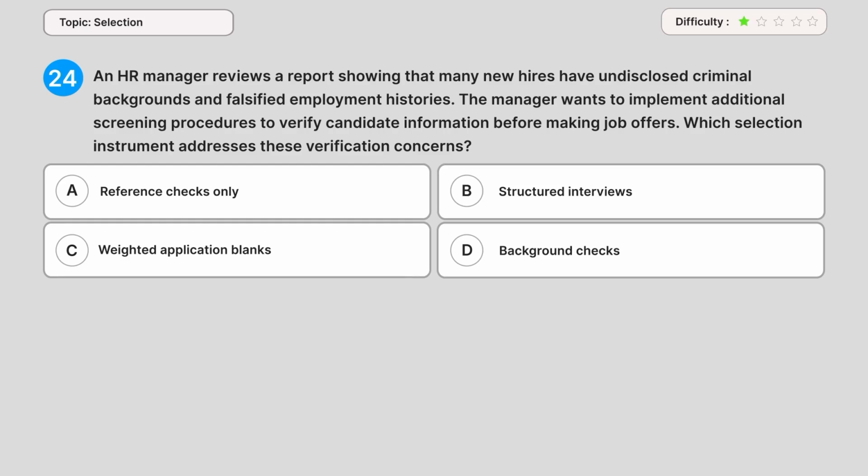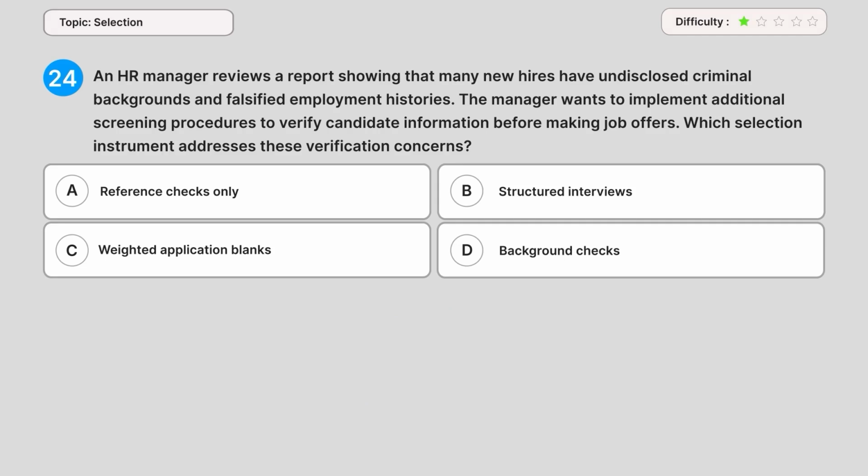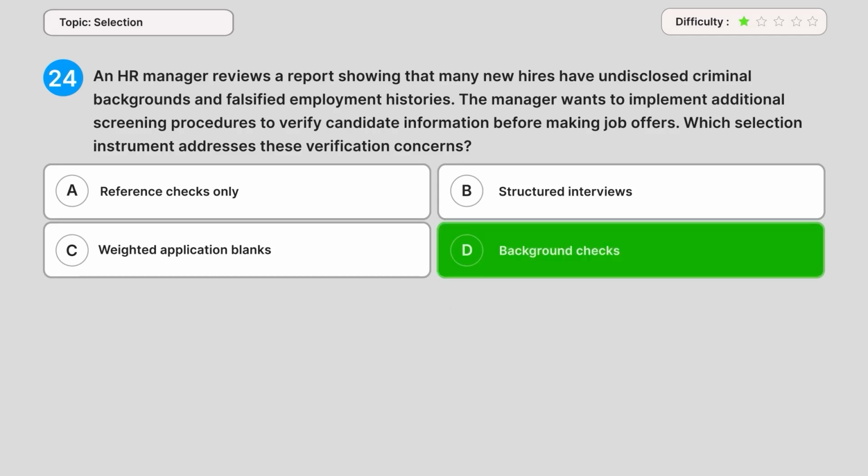A. Reference checks only. B. Structured interviews. C. Weighted application blanks. D. Background checks. Can you guess the answer? Correct answer, D. Background checks.